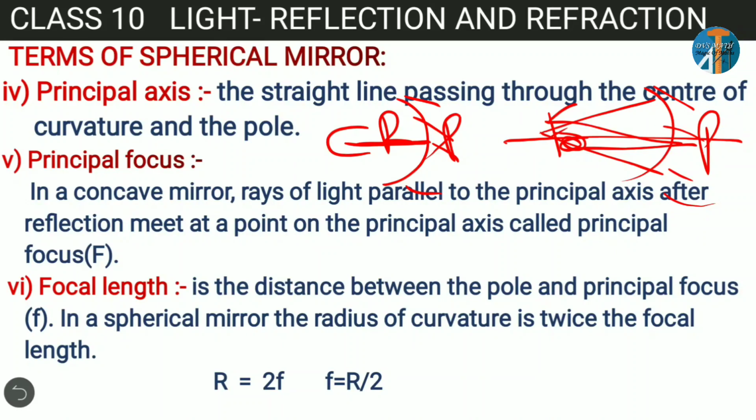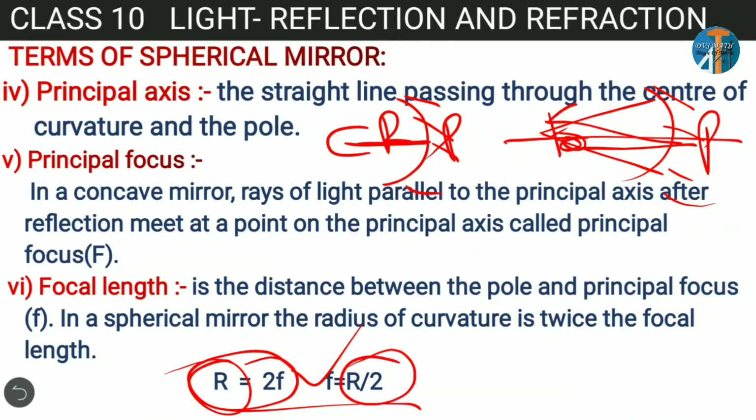Now the relationship between the two, radius of curvature and focal length: r is equal to 2f, or f is equal to r by 2. If we take 2 times the focal length, it is equal to the radius of curvature. Or if we take half of the radius of curvature, you get the focal length. I think it's clear. So, focal length, principal axis and principal focus.